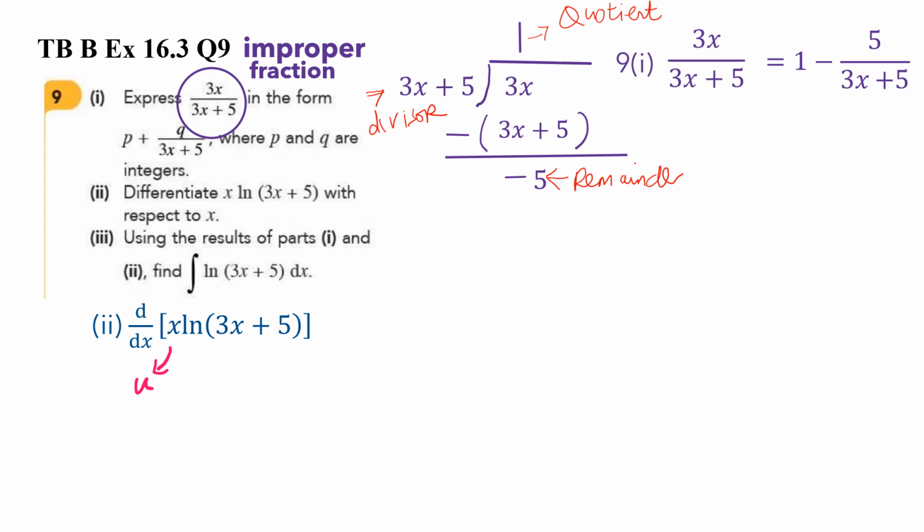So for 9 part 2, we need to differentiate it. We're going to use the product rule. Let u be x, so du over dx is 1. Let v be ln bracket 3x plus 5.